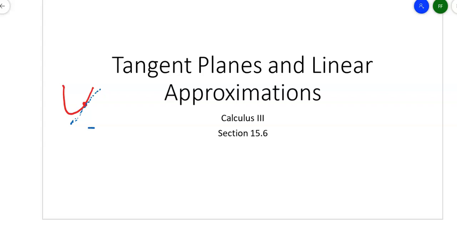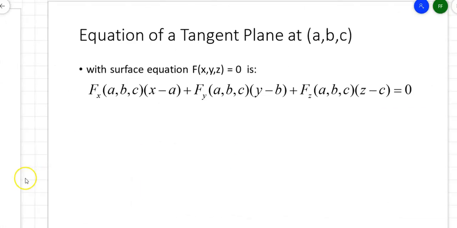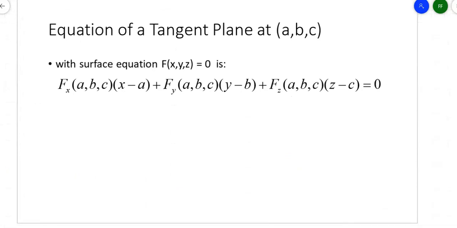You could figure out if I move this amount in the x direction, how much does it change in the y direction, to approximate how much the curve changes. Well, in 3 dimensions, instead of having tangent lines, you have tangent planes. In the PowerPoint, I go through the whole process of how to come up with the equation for a tangent plane. It involves gradients, dot products, and direction vectors and all that.